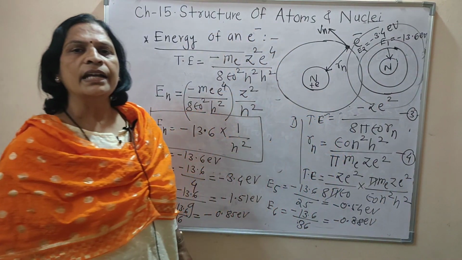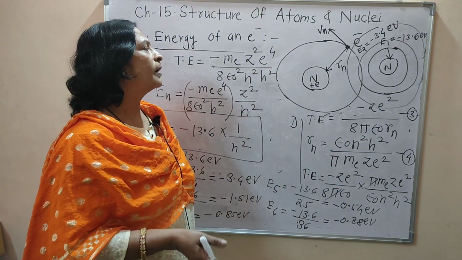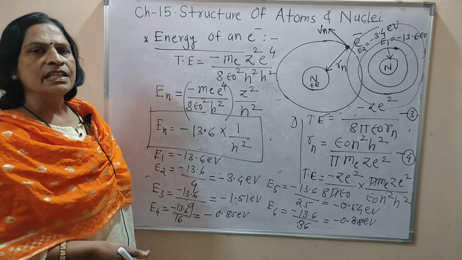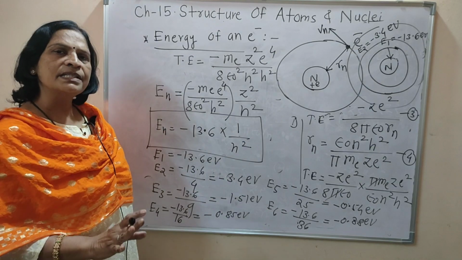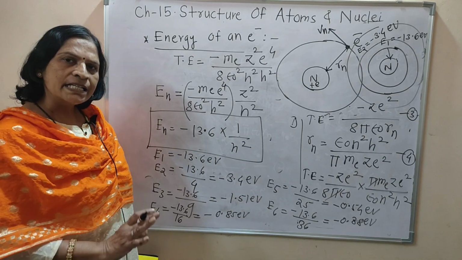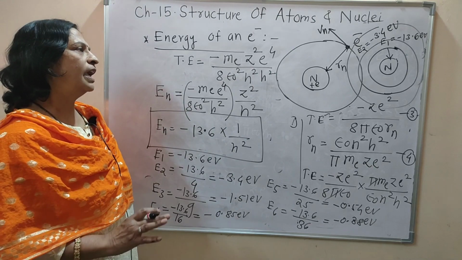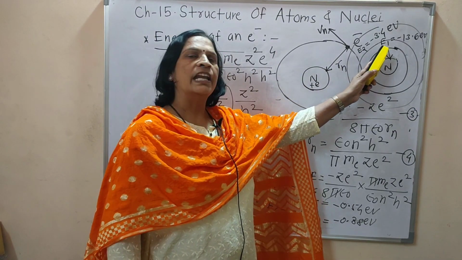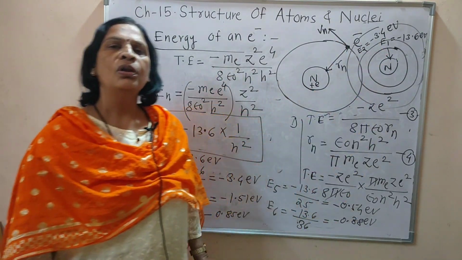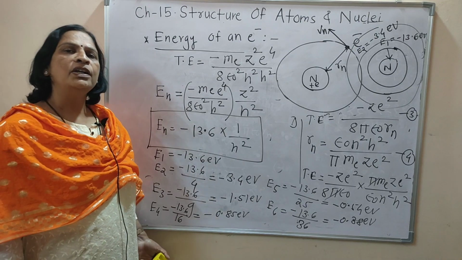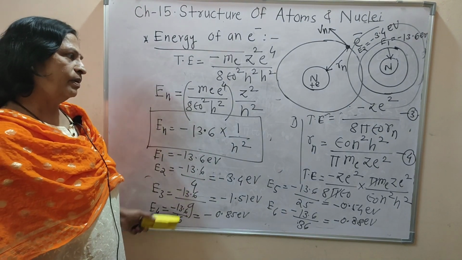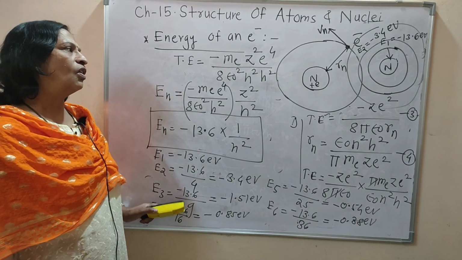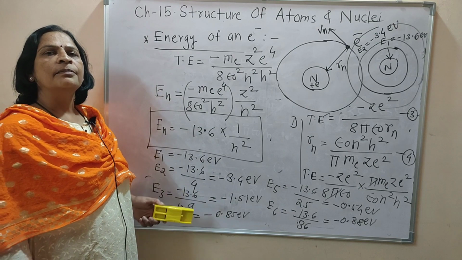Understood? And due to the jumping of electrons, different series form, which were found by different scientists, that is the Lyman series, Balmer series, Paschen series, Brackett series, and Pfund series. Okay, and five series are formed due to the transition of electrons from a higher orbit to a lower orbit, and due to that a hydrogen spectrum is formed. Okay, I hope all of you understood this energy of the electron very well.